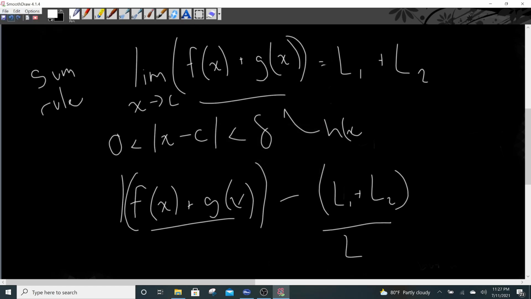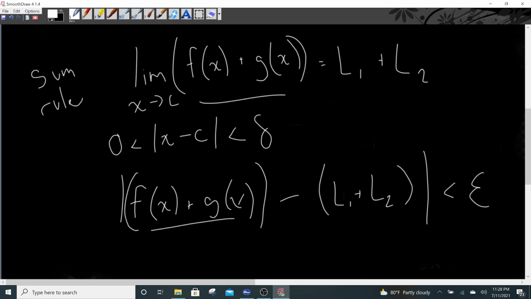Nope, I do not want to do that. We understand that so far. L1 plus L2, and that is going to be less than some arbitrary epsilon. So, yeah, maybe write that down. And let me erase this.